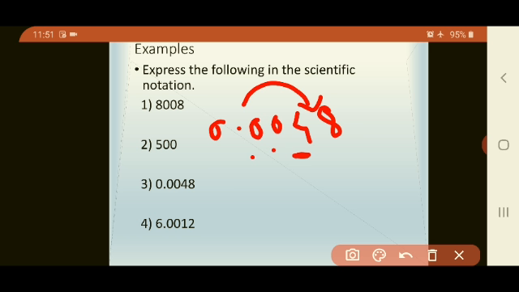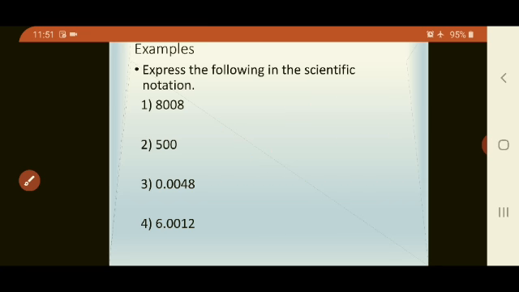But on which side are we shifting? It is on the right hand side. So the exponent should be negative. Then how to write the number? 4.8, because we have shifted the decimal point, right? Into 10 to the power minus 3. Did you understand why we have given the minus sign? Because we have shifted the decimal point on the right hand side.